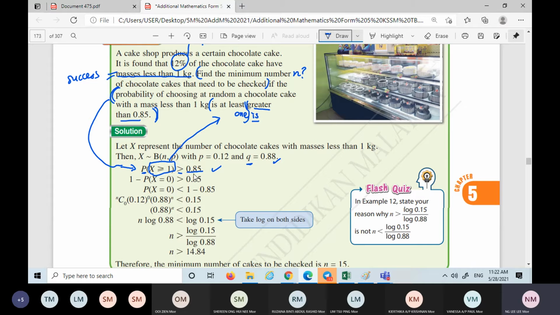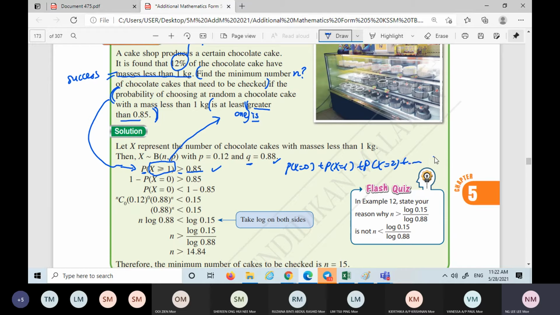So you see, 1 and above means what? You don't want to find 1 plus 2 plus 3 until n, correct or not? You still remember the total probability is 1. So start from 0 always, and then 1, and then 2.